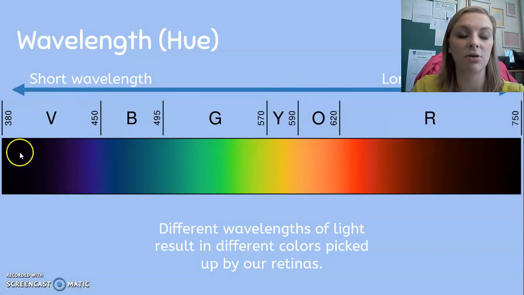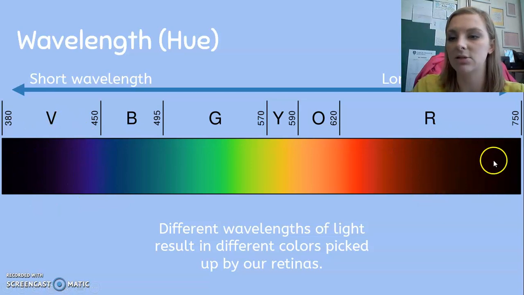Here are our short wavelengths over here. We've got those violets and bluish colors. And then we have our long wavelengths over here, which are going to be reddish colors. So that's how we perceive different colors.